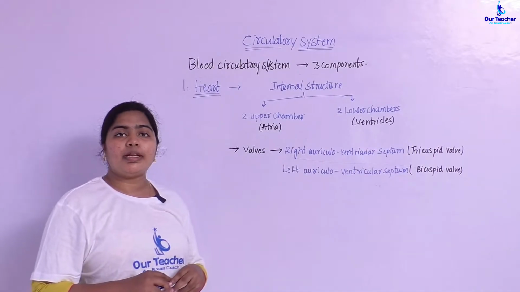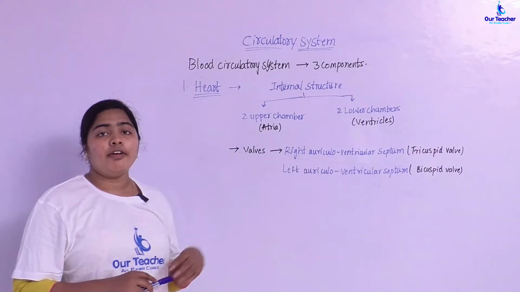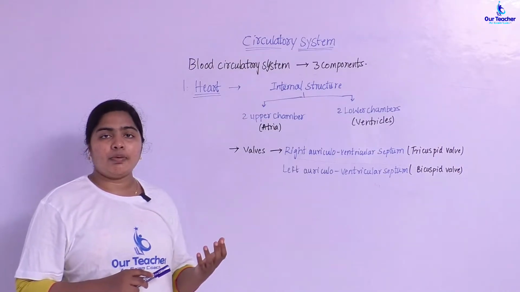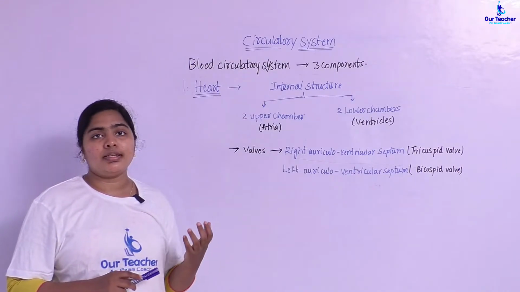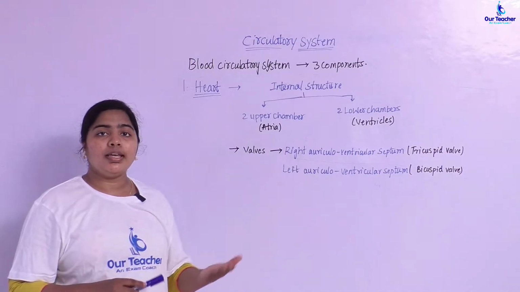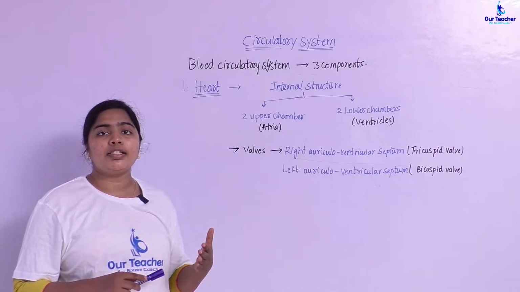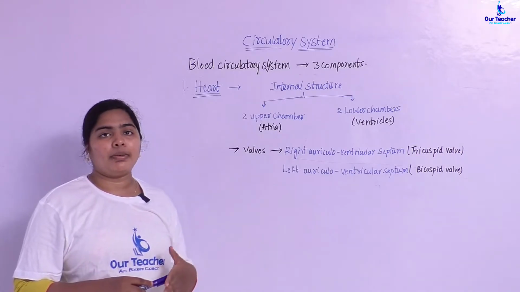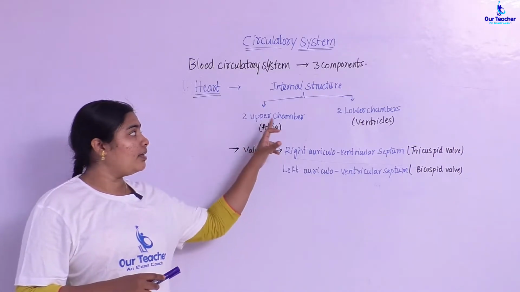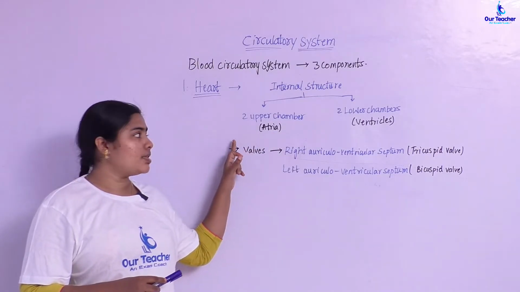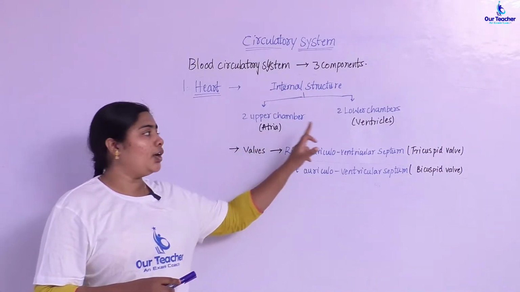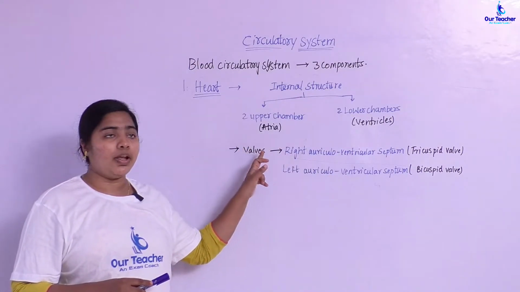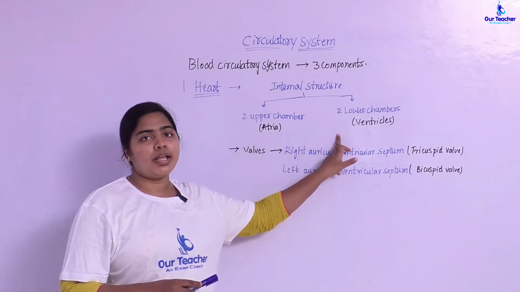When we observe the first component of the blood circulatory system, which is the heart, its external structure is about the size of a fist. When we see the internal structure, it usually contains four chambers. The heart is four chambered in well developed mammals, that is in human beings. Two chambers are upper chambers and two chambers are lower chambers. The upper chambers are called atria and the two lower chambers are called ventricles.